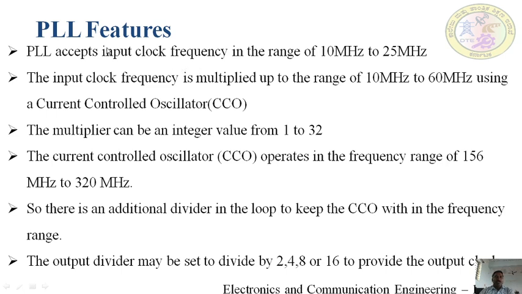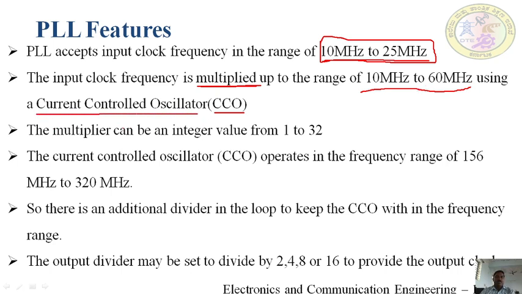Here the PLL accepts the clock frequency in the range of 10 to 25 MHz through Xtal1, and this input clock frequency is multiplied. That's very important because our CCLK is in the range of 10 to 60 MHz, and the USB clock is at the rate of 48 MHz. So in order to get from the 10 to 25 MHz input to the 10 to 60 MHz range and the 48 MHz USB clock, we need to multiply the frequency.